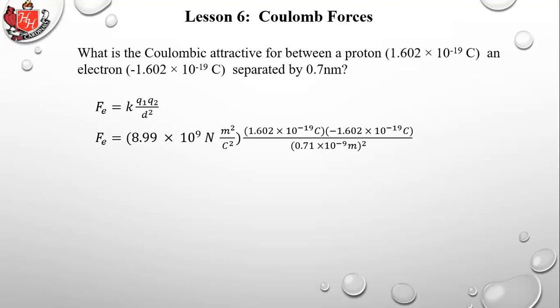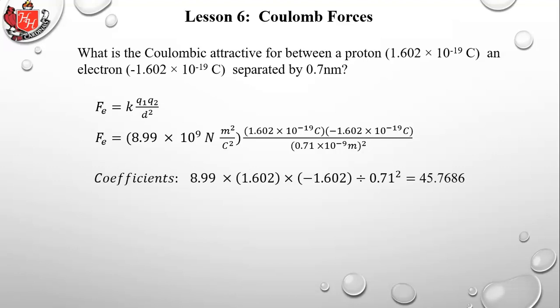Okay, so this is a big mess. How do you deal with all these numbers? Well, very simply, you multiply everything on the top and you divide by everything on the bottom. So let's do the coefficients first. And remember, the Coulomb constant only has one level, so it's considered to be on the top. So for the coefficients, you would take 8.99 times 1.602 times negative 1.602, and then you divide that by what's on the bottom, which is 0.71, but it's 0.71 squared.